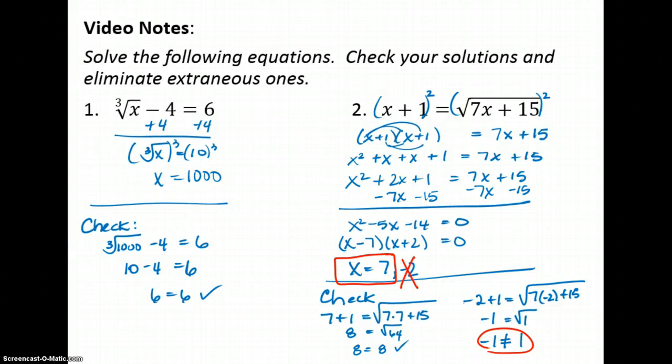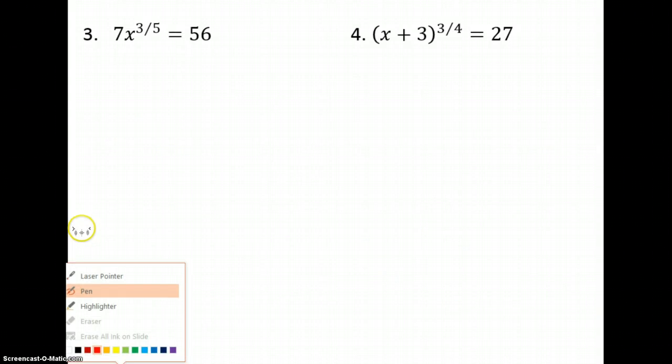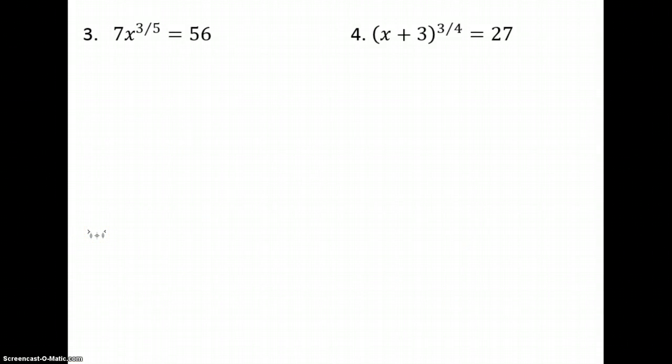Okay, so let's take a look at some more. Alright, so this one, 7 times x to the 3/5 equals 56. So going back to step 1, remember step 1 was to isolate the radical. So even though this doesn't look like a radical, it's a rational exponent, it could be turned into a radical if we wanted to. So we need to isolate. Start by dividing both sides by 7. So x to the 3/5 equals 8.